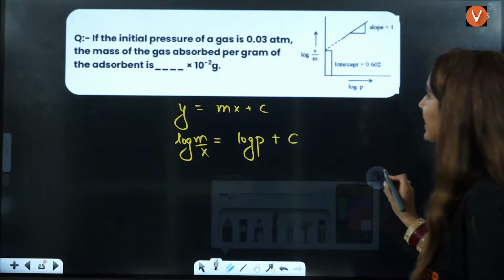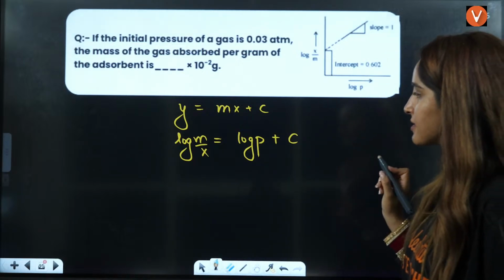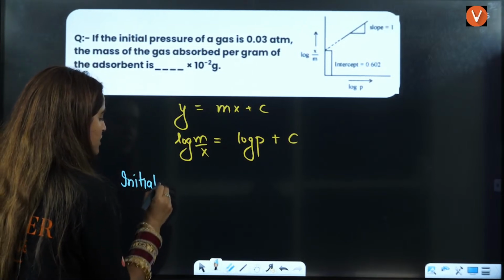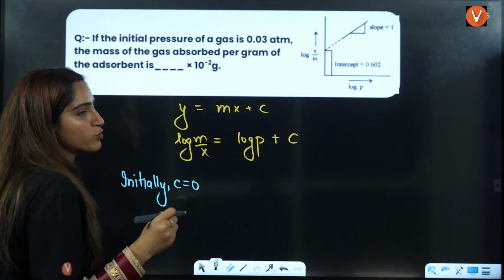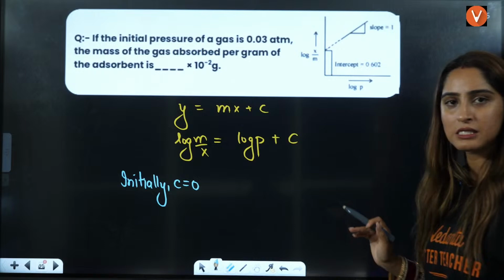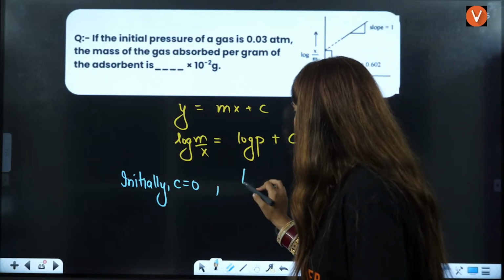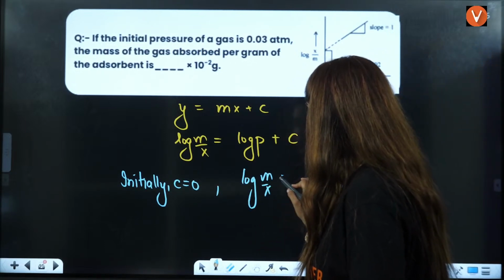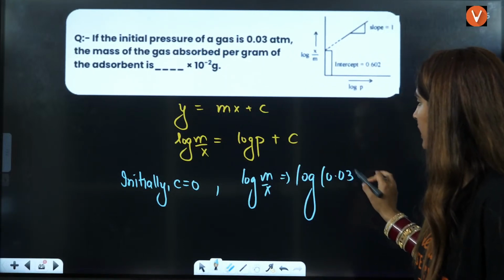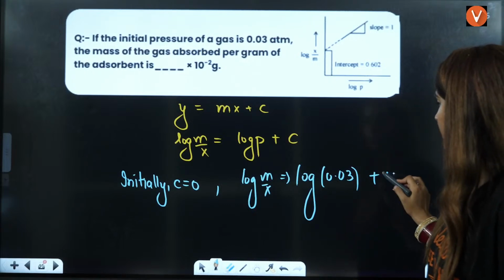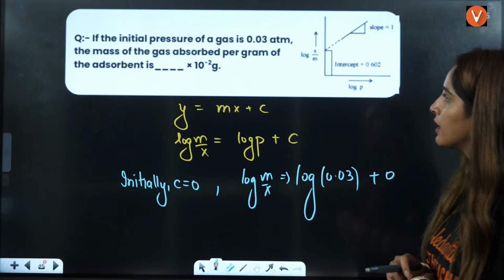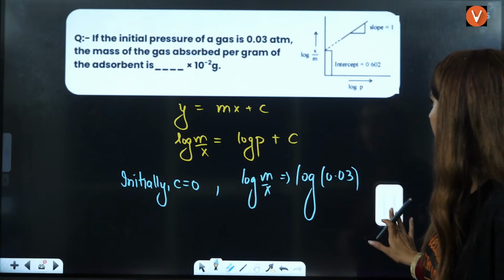If the initial pressure of the gas is this, for initial pressure, we know that the intercept is going to be 0. So log of x by m is going to be log of p, the initial pressure, that is 0.03. The intercept is going to be 0 here. Now they are asking you the value here.